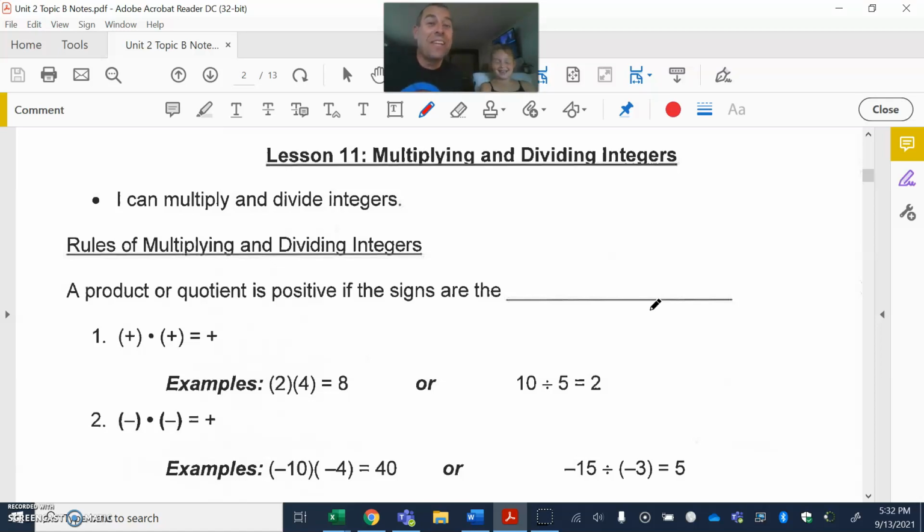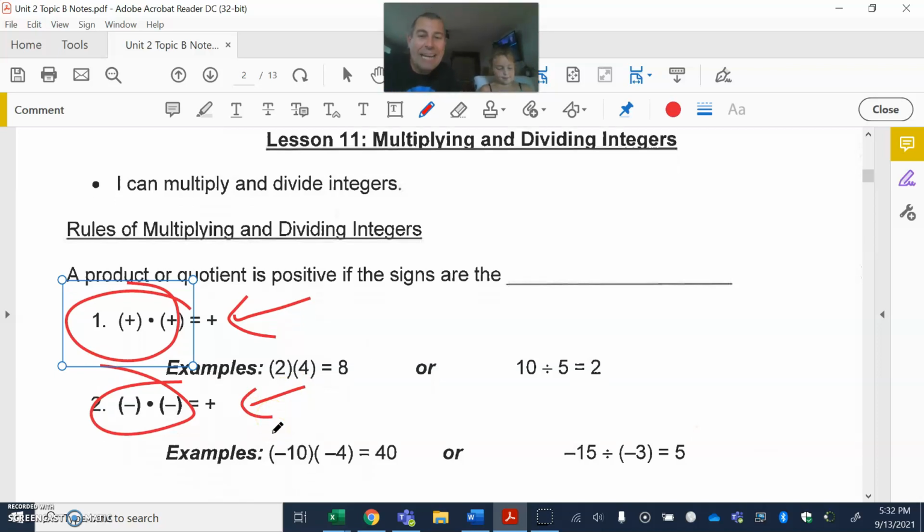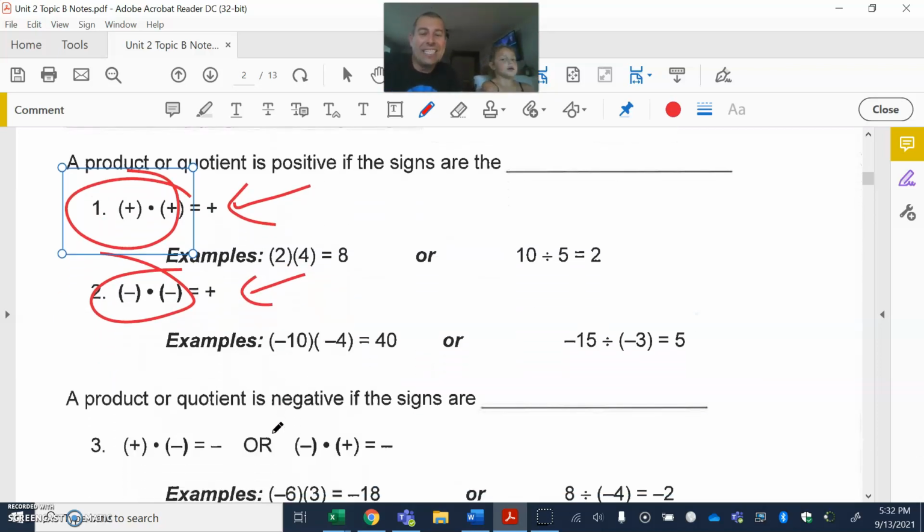I think a lot of people are like, wait a second. Now we've got that under control. These are much nicer because watch what happens here. If we've got the same signs, it's always positive. Check it out. A positive times a positive is a positive. A negative times a negative is also a positive. So if they are the same, it is positive.